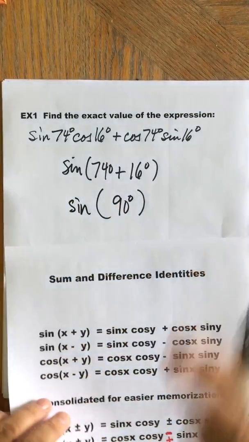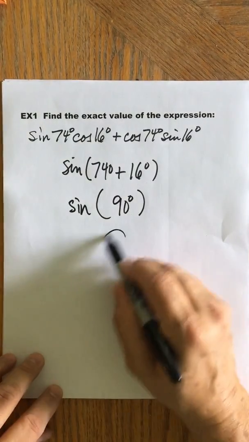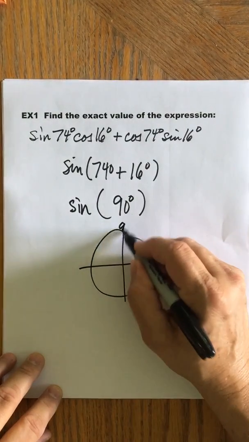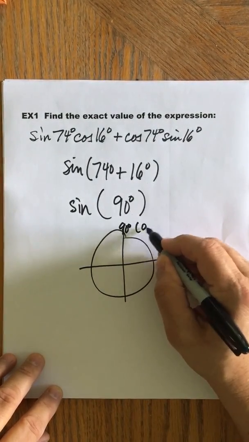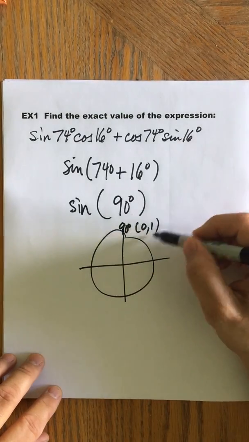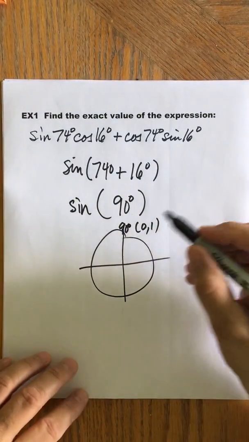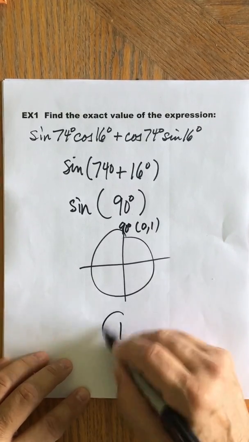And then I'm taking the sine of 90 degrees, which we know. If you're at 90 degrees, coordinates are 0, 1. The sine is the y coordinate, y over r. We can use the unit circle. So your answer is 1.